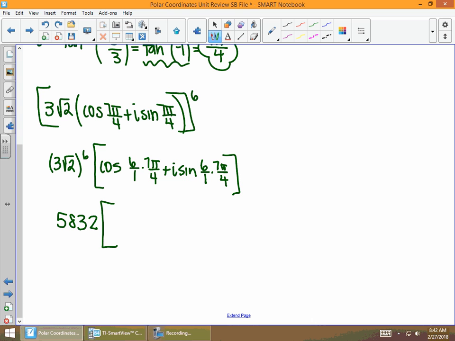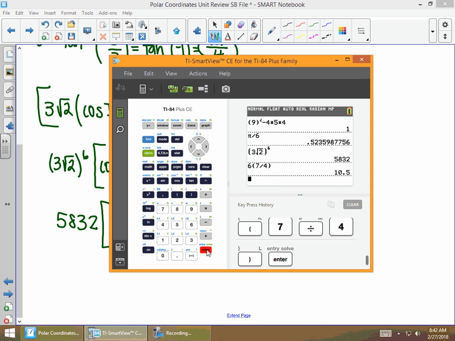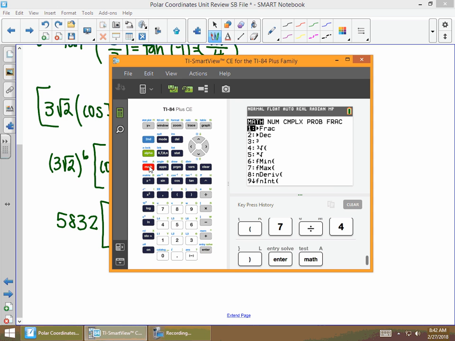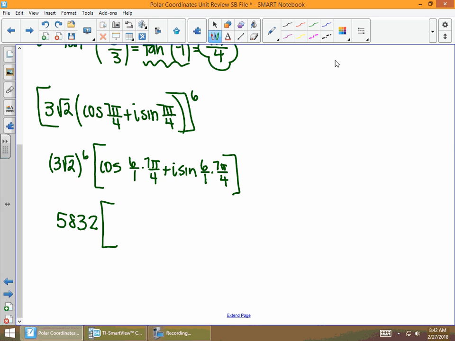Times 7 pi over 4. Let's see what we can do with that one. 6 times 7 fourths. 10 and a half. Let's turn that into a fraction. 21 halves. All right. Cosine of 21 pi over 2 plus i sine of 21 pi over 2.